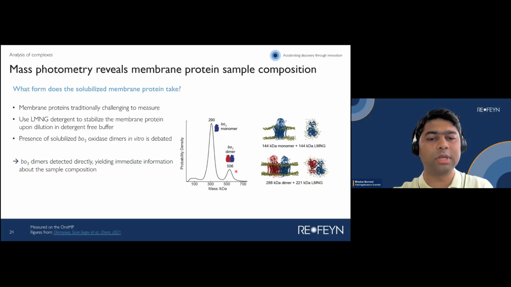dimer at 506 kilodalton. Now, earlier the dimer's existence was debated, but mass photometry has confirmed that the dimer exists, and about 20% of the complex is present in the dimer form. And the data was published in 2021. Please note that the monomer size is 144 kilodalton, but the additional molecular weight which you see here is because of the LMNG detergent binding to the complex, binding to the monomer.